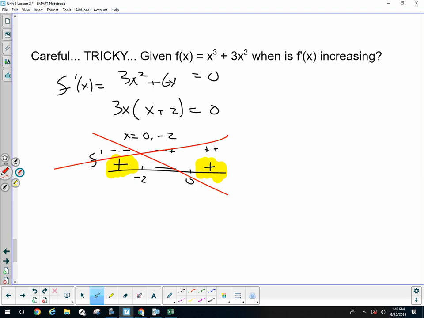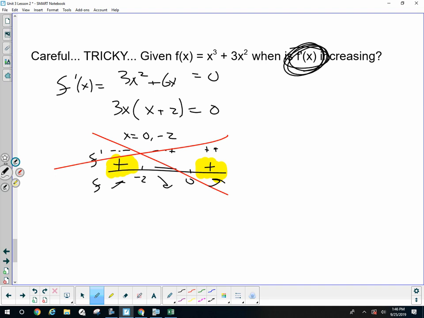Why? Not because of anything I did wrong. This is all correct steps. I did all the correct analysis. But why is this not answering the question? Because it's the behavior for f. f is going up. f is going down. f is going up. It's not about when f is going up. The question is, when is f prime going up?